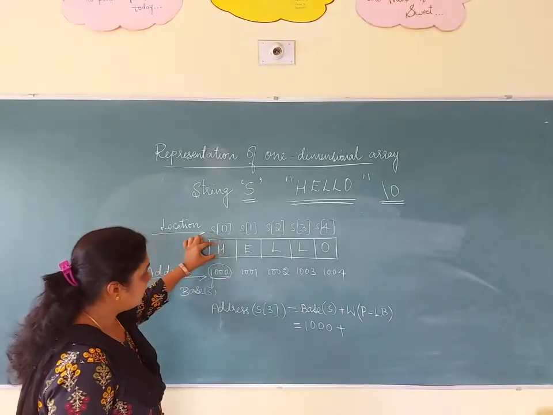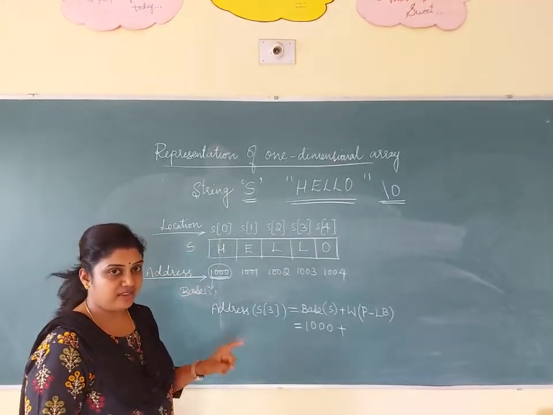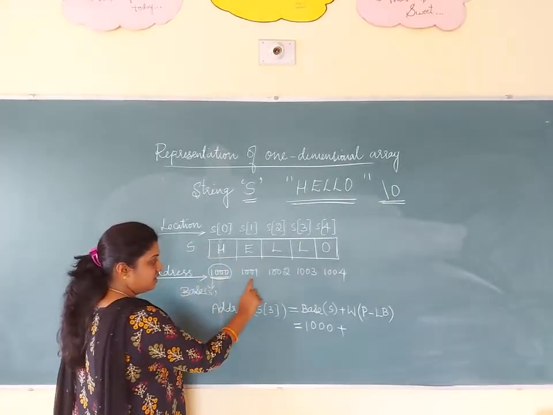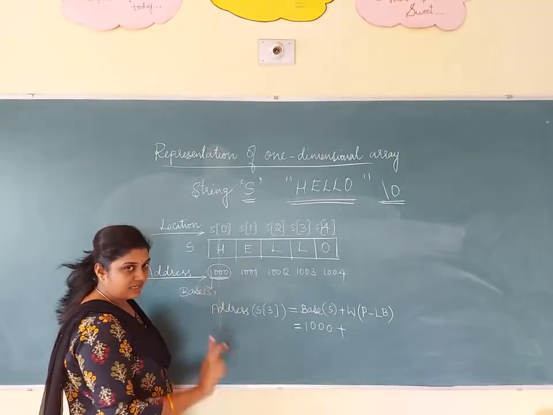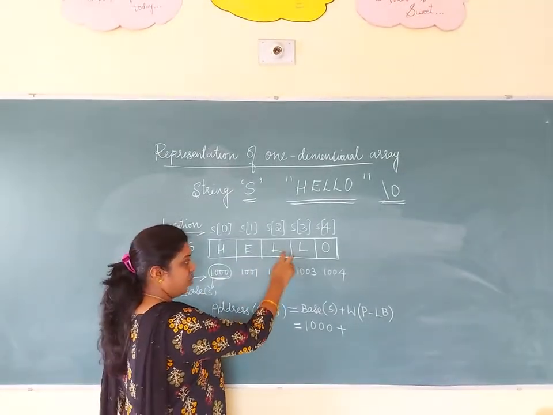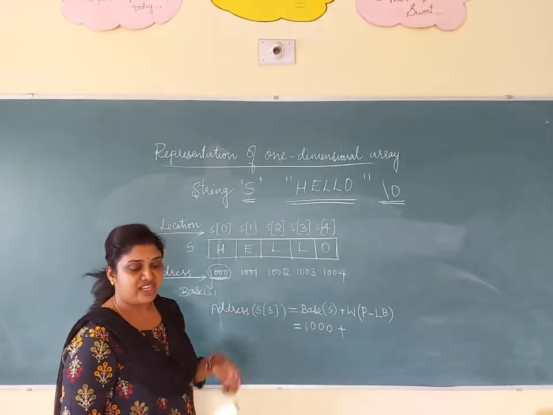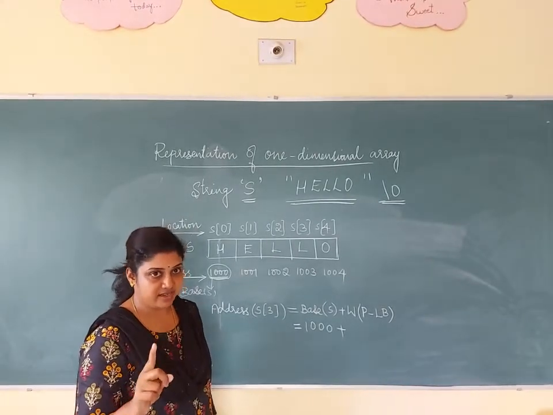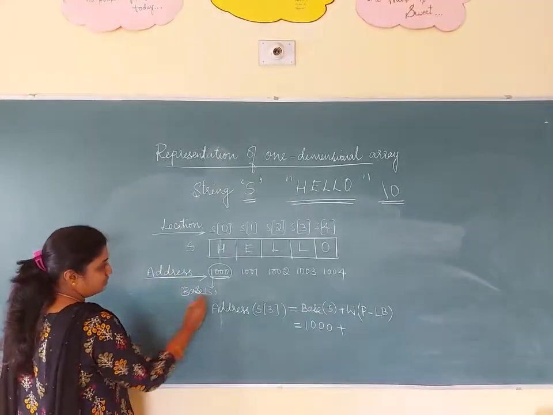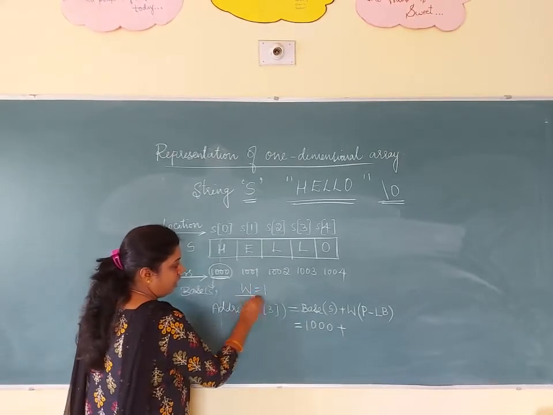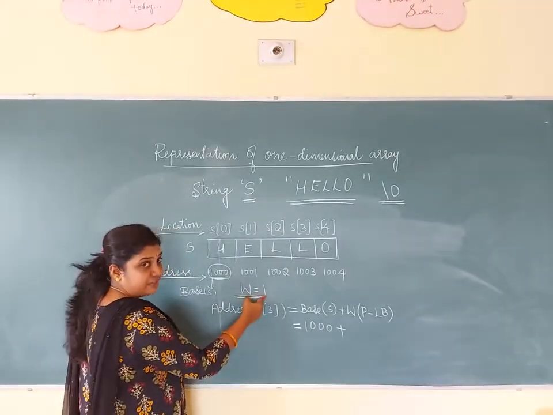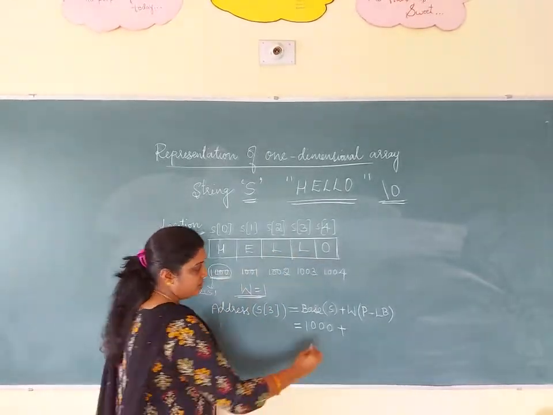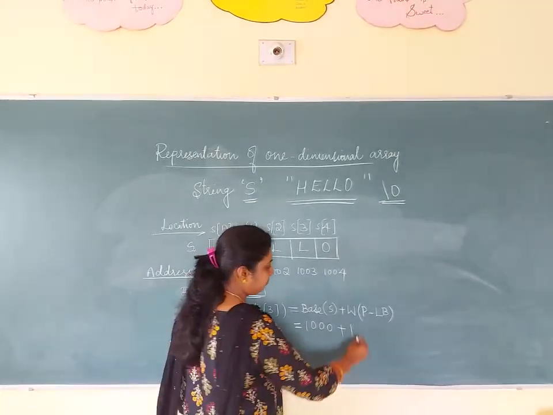So in one single memory cell, how many characters am I storing? One character. See, in address 1000 I have only one character, H. In 1001 I have only one character, E. In address 1002 I have only one character, L. So in each and every memory cell we are storing only one character. Now my word count is equal to how much? 1. How do we get 1? Because in each and every memory cell I am storing only one character. So my word count will be 1.